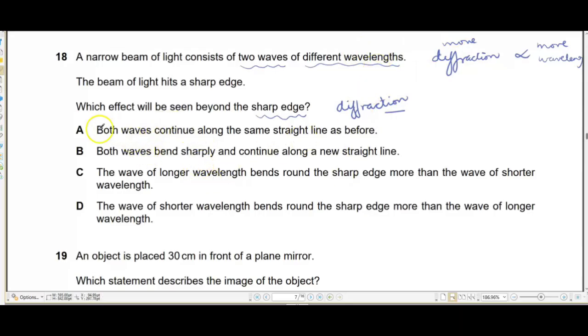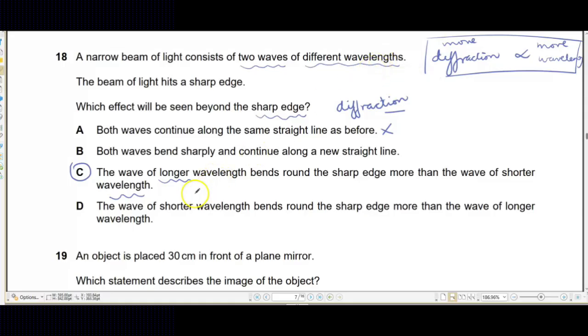Option A states that both waves continue along the straight line as before. No, this is not correct. Both waves bend sharply and continue along a new straight line. The wave of longer wavelength bends around the sharp edge more than the wave of the shorter wavelength. This is exactly what I've stated, that the bending is due to diffraction, and diffraction is directly related to the wavelength. So more the wavelength, more is going to be diffraction, and C is going to be our correct option.